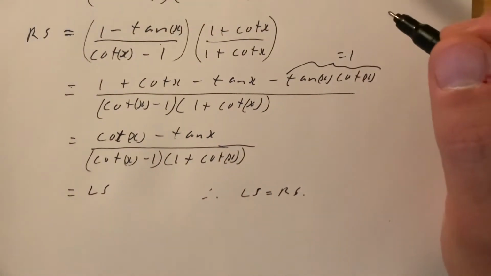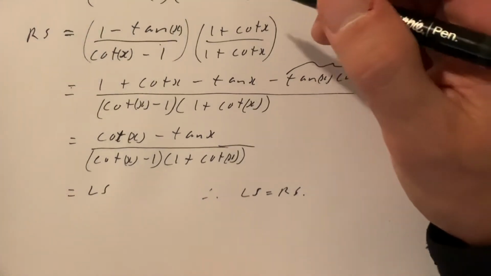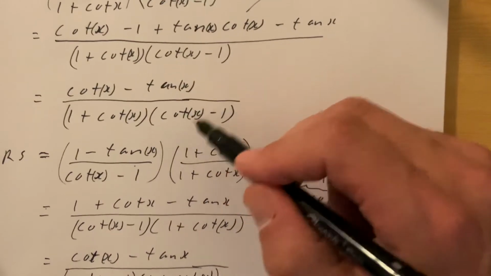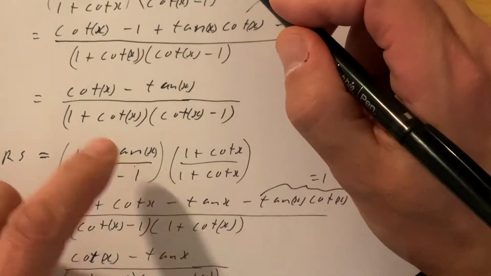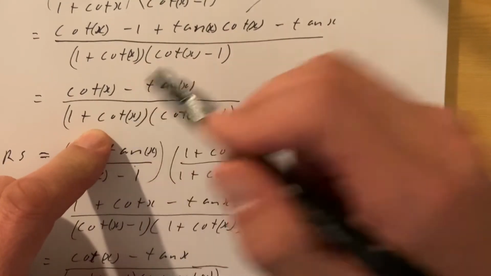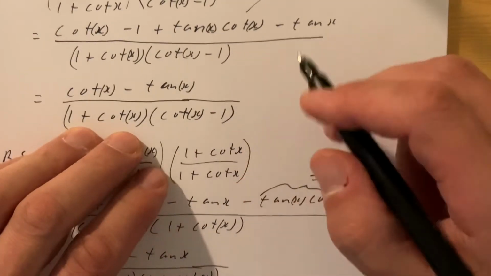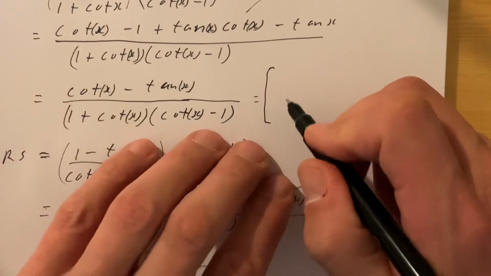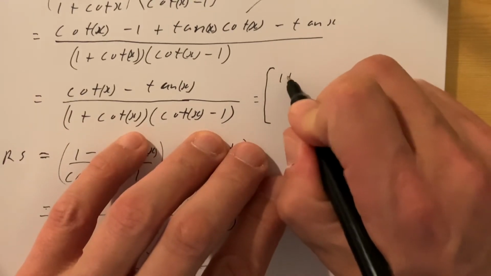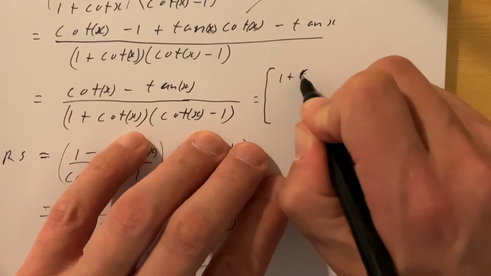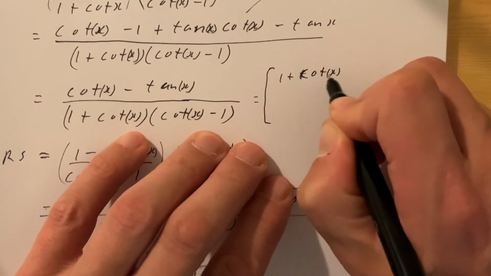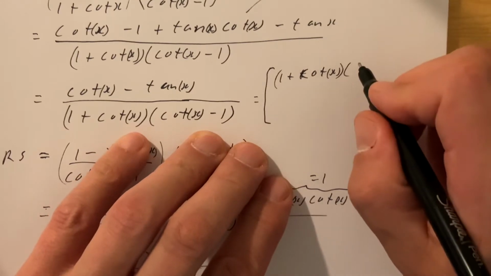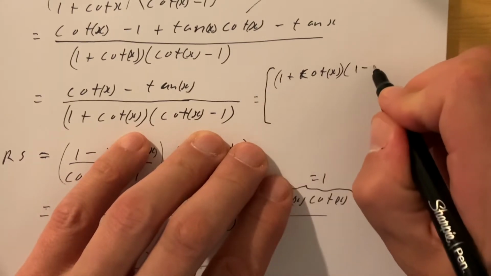Another way is to notice that if you've got here the part of the denominator that you want to get, you need to cancel this out. Then you know that this should equal, if it's going to work, on the top 1 plus cotan x, and we want 1 minus tan x.